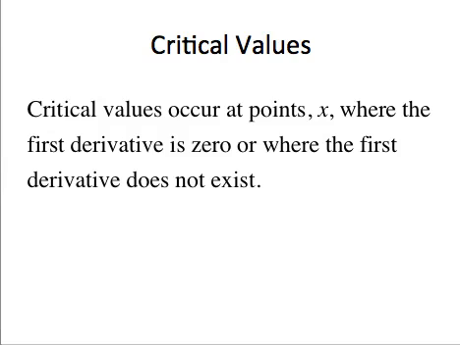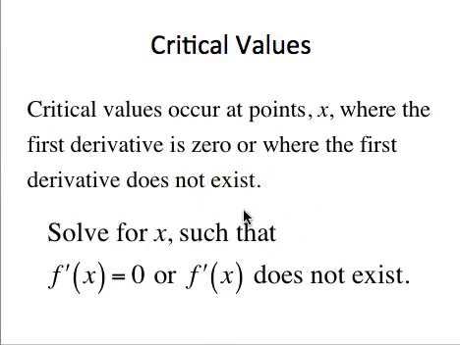What are they? Well, they occur at points x where the first derivative is 0 or where the first derivative does not exist. If the first derivative is 0, the tangent line is horizontal, and that gives us a possibility of having a minimum or a maximum. If the first derivative doesn't exist, if the function is continuous, it may be a sharp corner, which also gives us an opportunity to possibly have a minimum or a maximum. So we're going to look for critical values first.